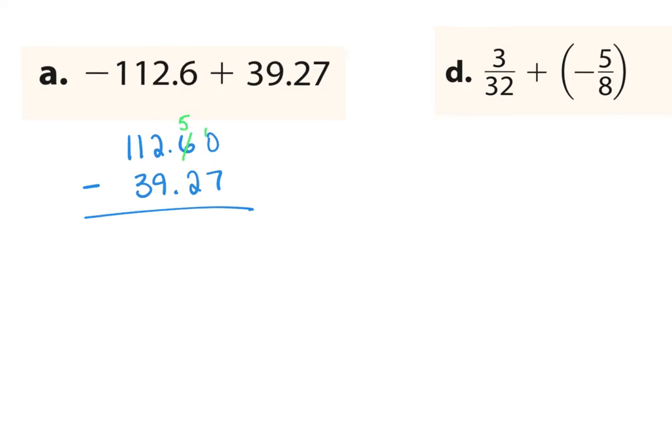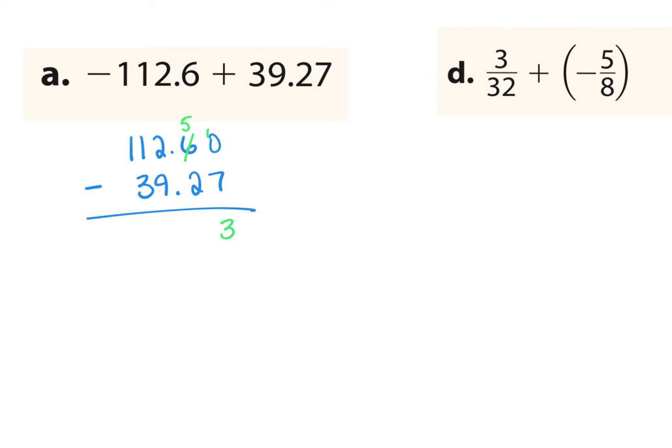Borrow 1. 10 minus 7 is 3. 5 minus 2 is 3. Make sure your decimals are lined up and you put him there too. I can't do 2 subtracted from 9, so I'm going to borrow again. 12 minus 9 is 3, and then 10 minus 3 is 7. All right, so I've done my subtraction. I go back to my original problem. Which one was further away from 0, my negative or my positive? Negative. So this answer is going to be negative 73.3. The rules are the same.